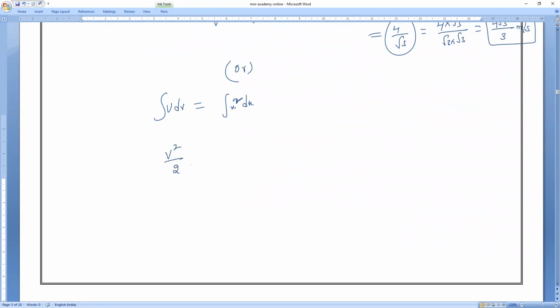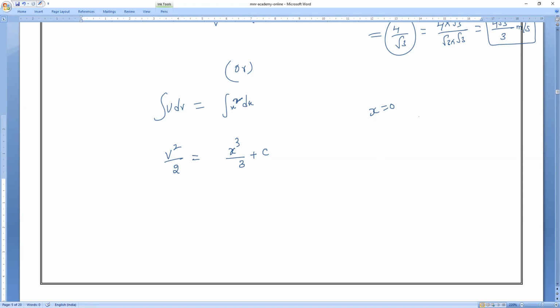So if I apply the integration, what will come here? V square by 2, which is equal to, here if you integrate, what will come? X cube by 3, but there is no limit. So I will represent it with C. And as we know, find v when x is at 2 meters and given x is equal to 0. What do you mean by x?